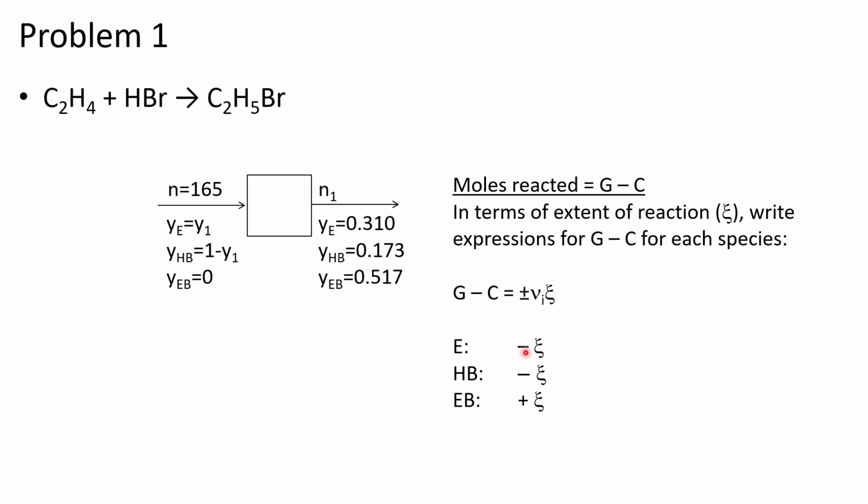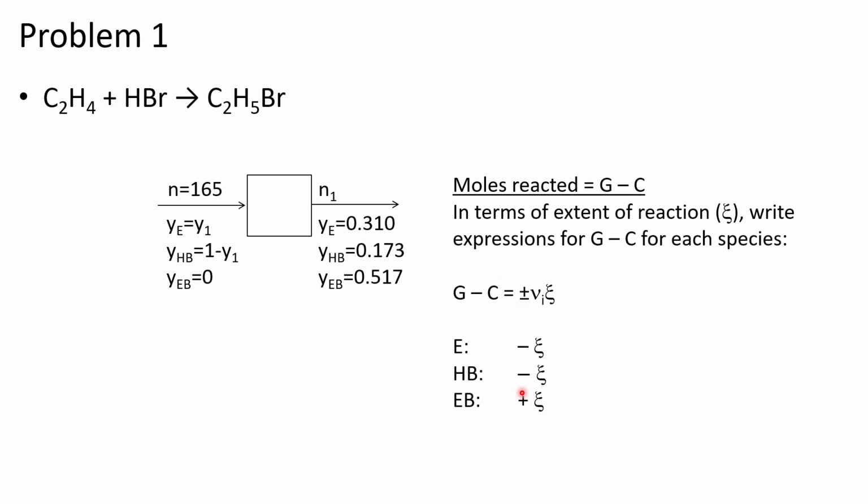Since it's a reactant, we'll put a minus. We'll then introduce the stoichiometric coefficient 1, so we have a minus 1 times Xi. This is a generation minus consumption term for ethylene. For hydrogen bromide, if we look over here at the balanced chemical reaction, it too is a reactant, and its stoichiometric coefficient also is 1.